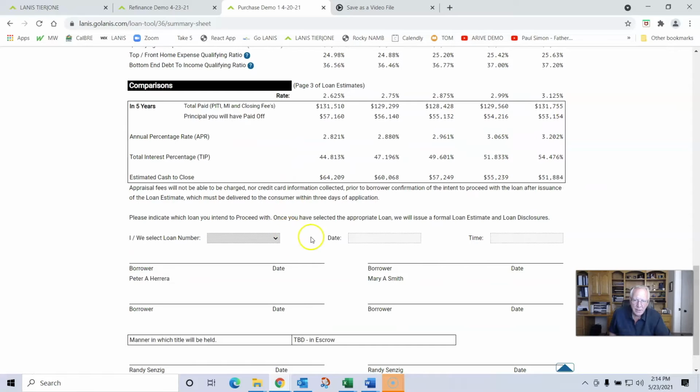Now, one of the things here, and this is just wonderful, is that you could be working with a borrower for months, weeks, during their search to buy a property. But until they make this decision of which loan they want, remember, they're making the choice. When they make the choice, then you have 3 days to actually disclose the formal loan estimate. So that's really important that you understand that.